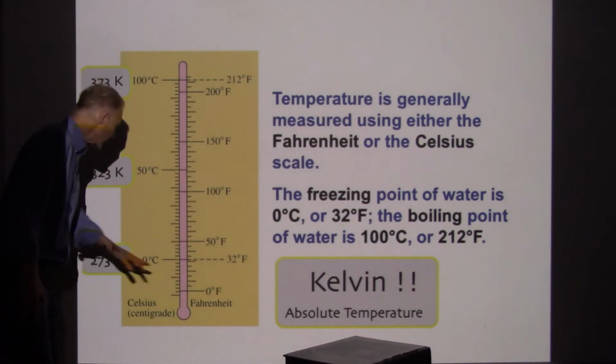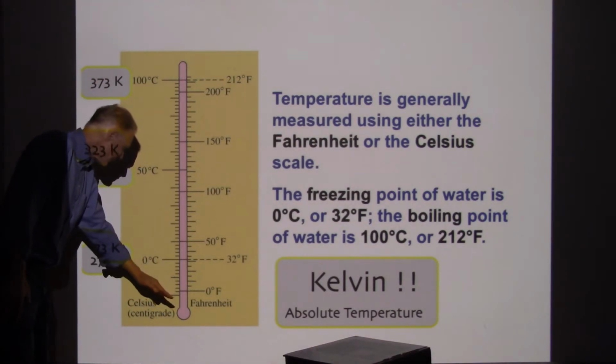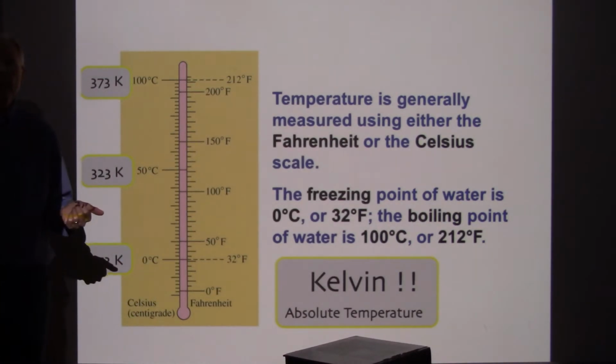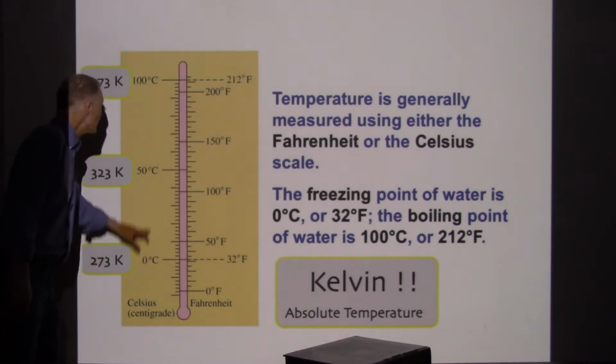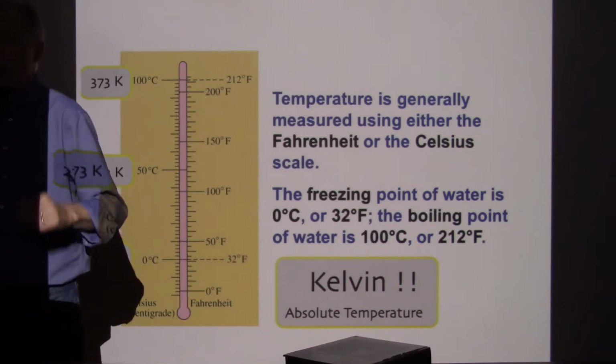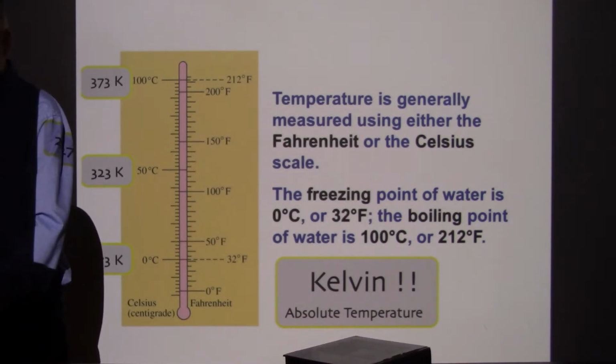So anyway, we start at absolute 0 and set that to be 0 kelvins. And that says by the time we get to 0 Celsius, we're already at 273 kelvins. By the time we get to 100 Celsius, we're at 373. So kelvins are the units to use here.